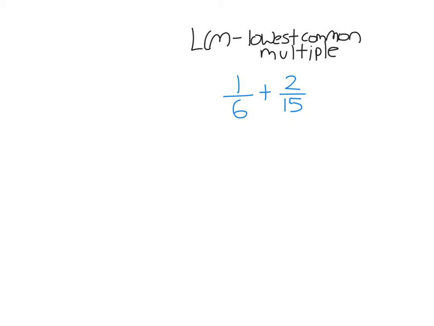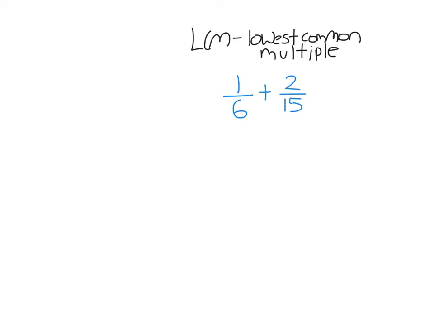What I have to do is find the lowest number that is divisible by 6 and also divisible by 15. In other words, I need to find the lowest common multiple of 6 and 15. That number turns out to be 30. If you go through multiples of 15 until you find one that's divisible by 6, you go 15, no, 30, yeah, that's divisible by 15 and 6.